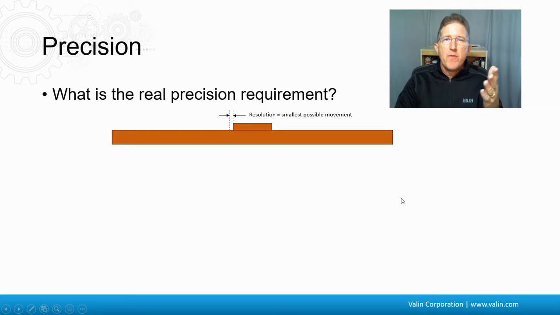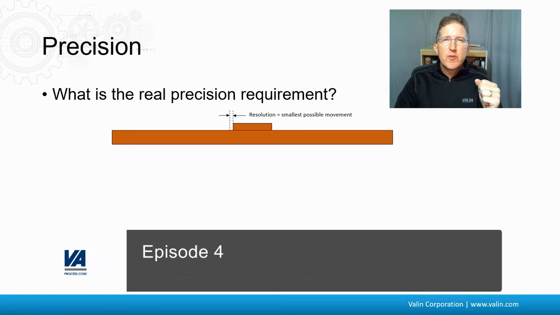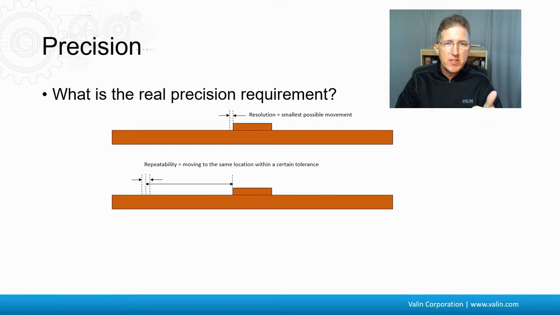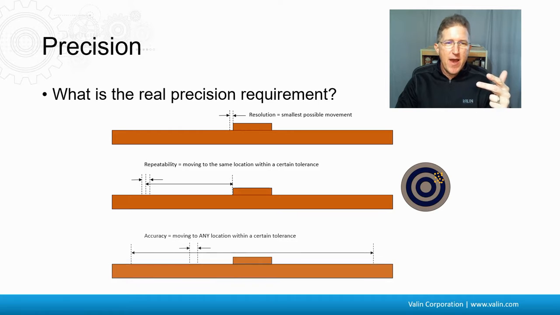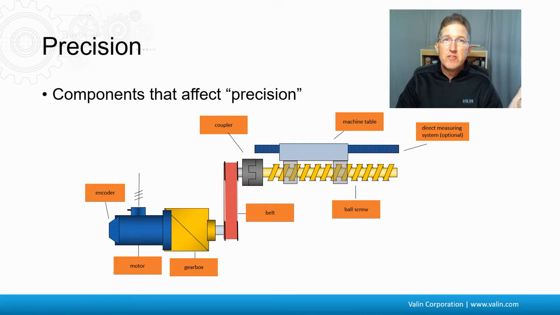And precision. I had a whole episode on this back in episode 4 it was. What's the real precision requirement? I talked about resolution, repeatability, and accuracy. You can go back and look at that for more detail, but what that actually means in your application is hugely important. And there's a lot of components that affect the precision. Don't forget those. Got to go through. There's the encoder, there's possible gearbox, belt and pulley, coupler. All the products there affect the precision in the end.